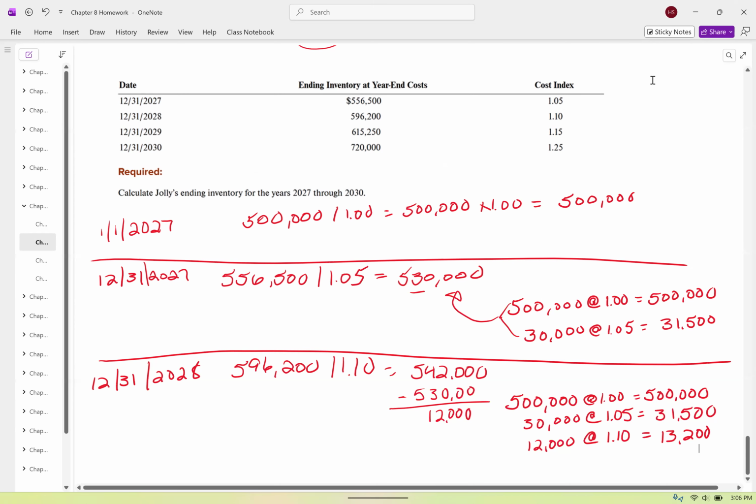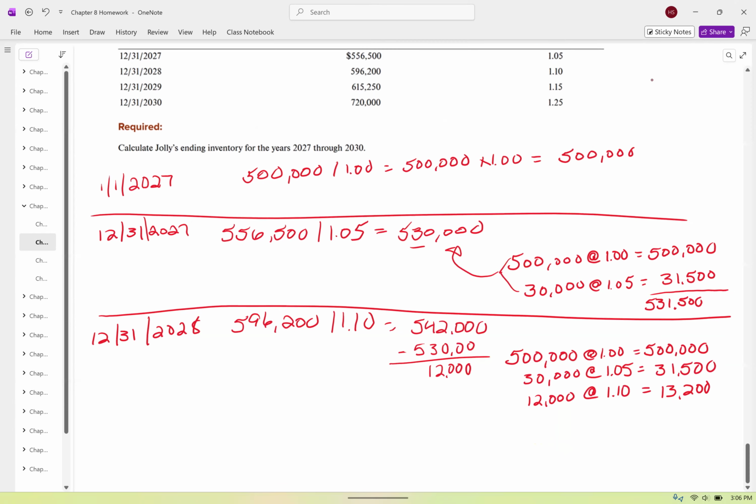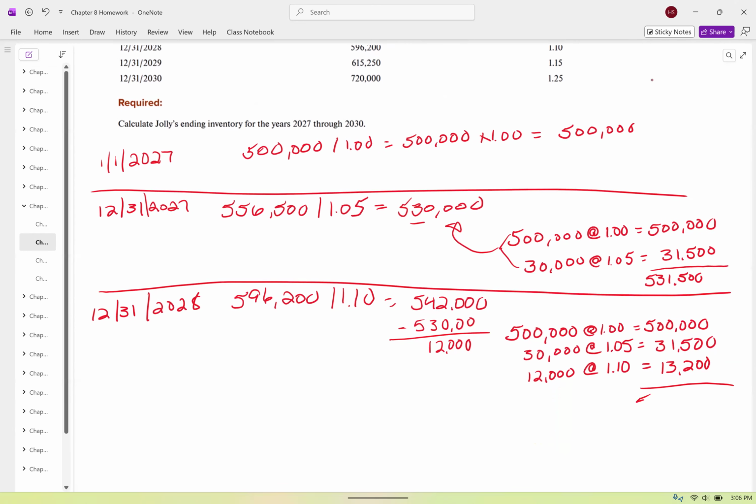I'm going to cheat really quick. Well, I didn't add these up. I'm sorry, this is 531,500. And then we'll add those other ones up down here. We end up with 544,700.